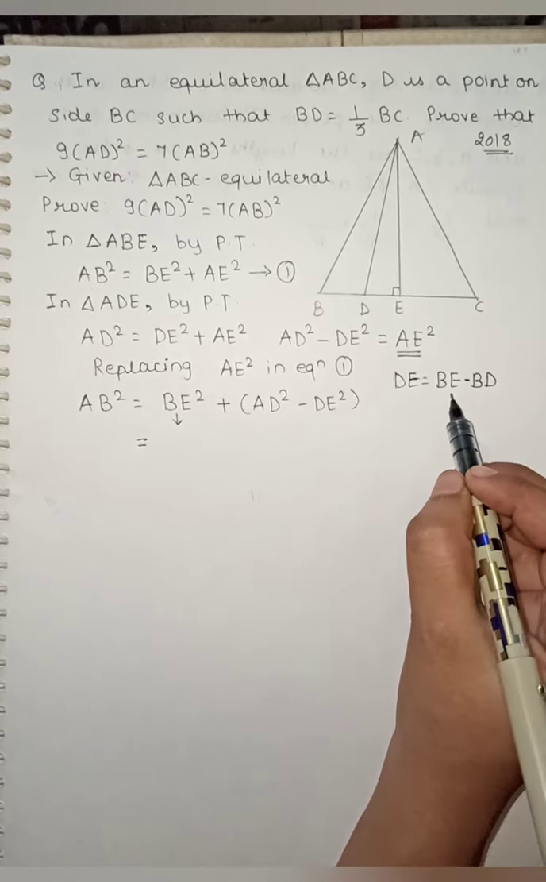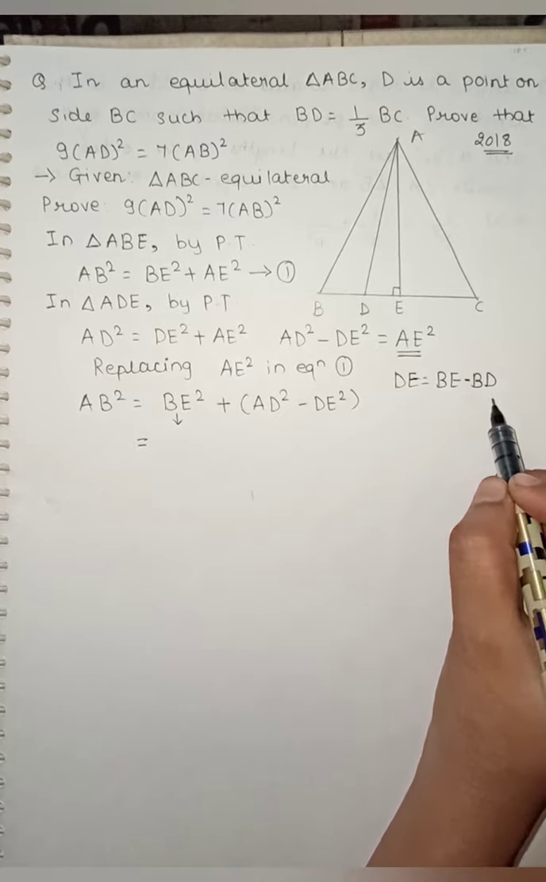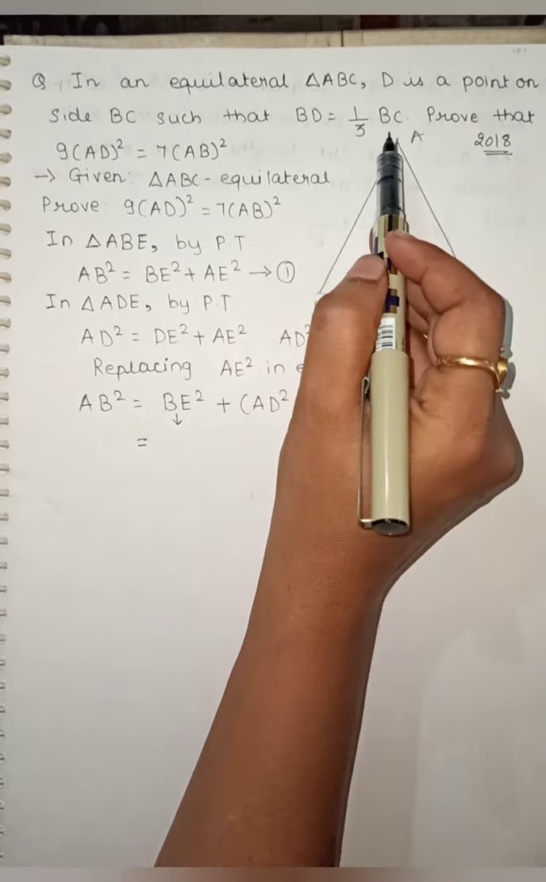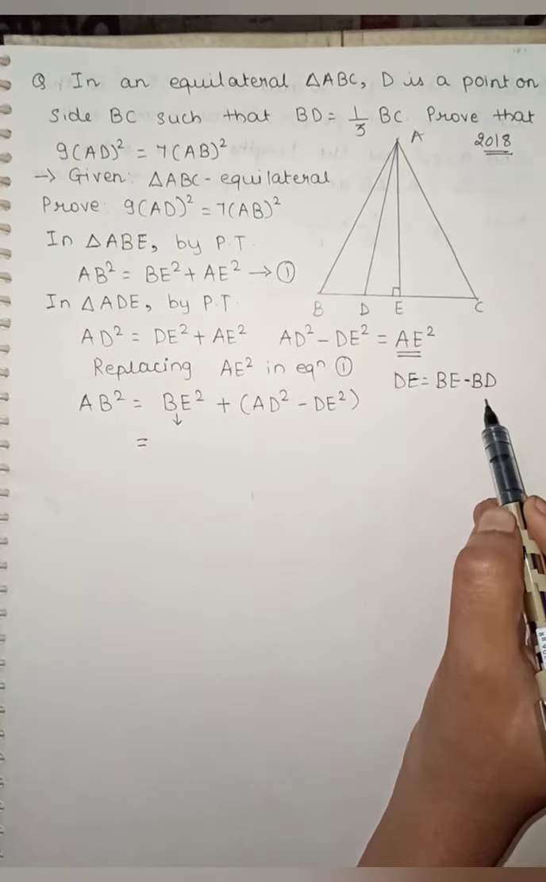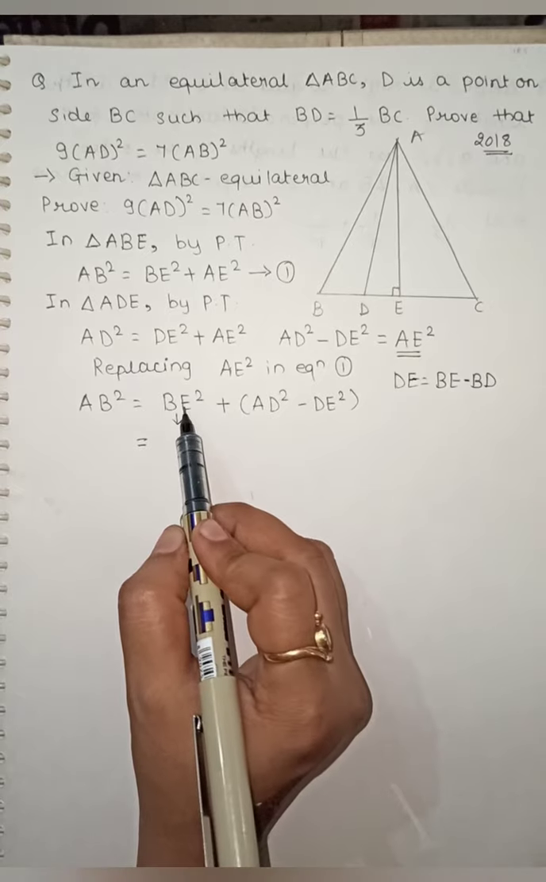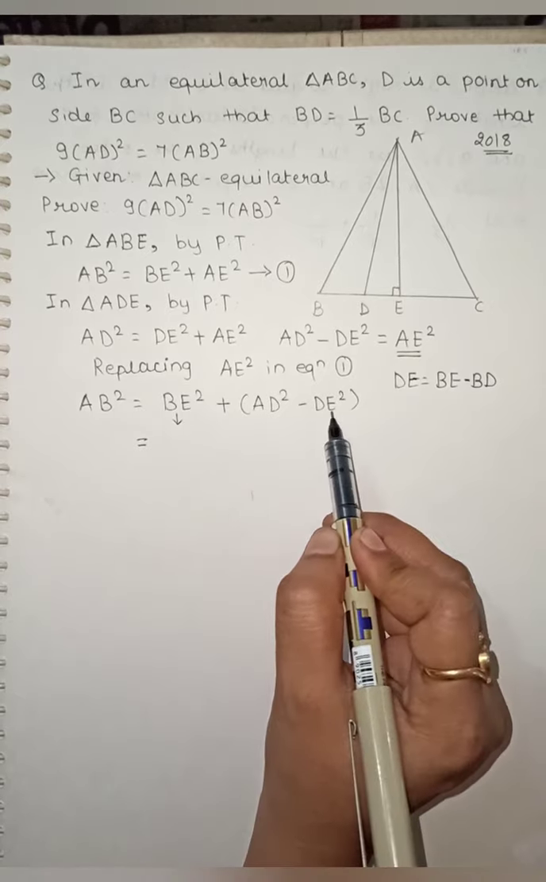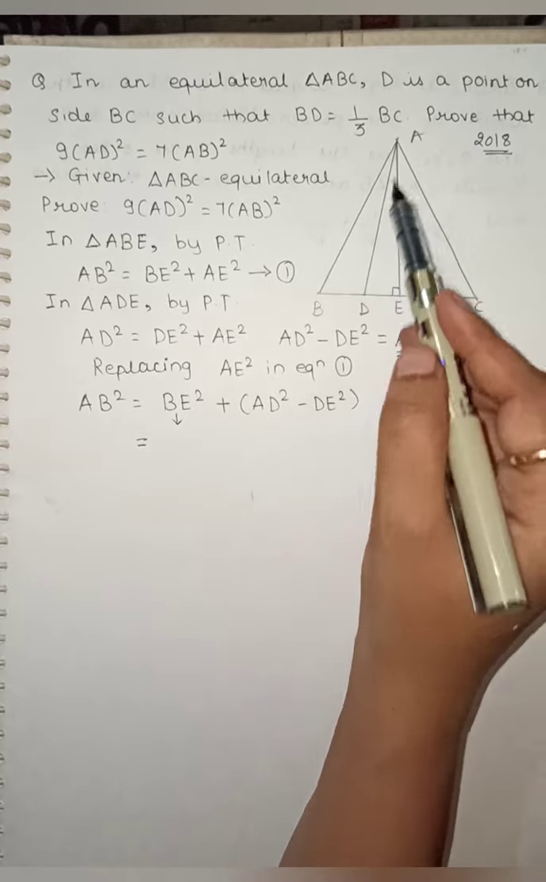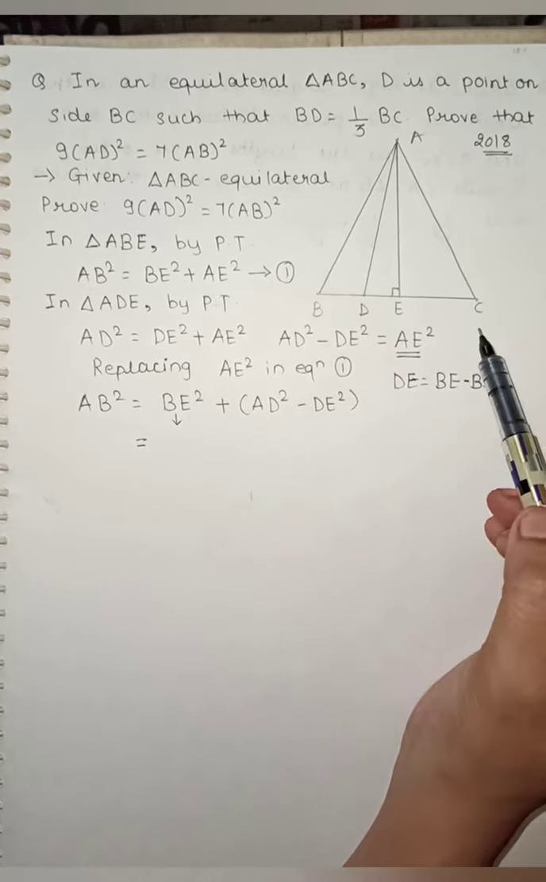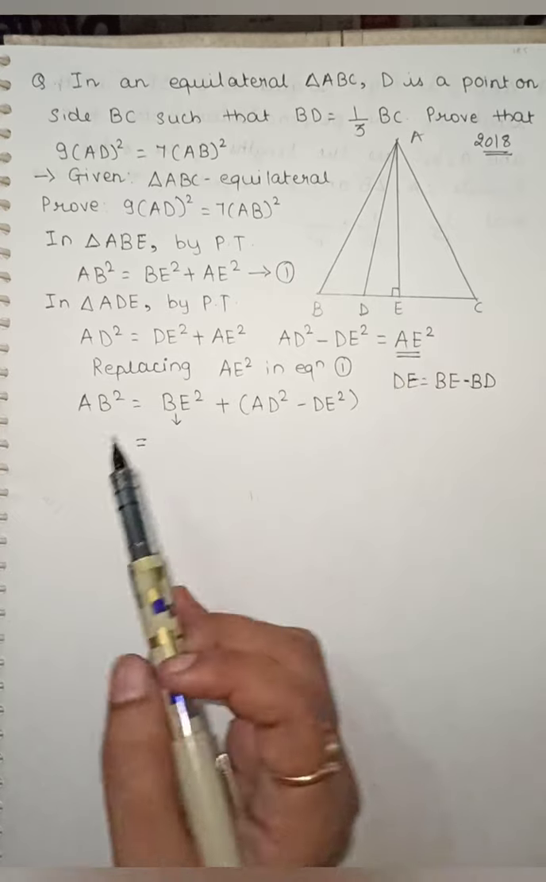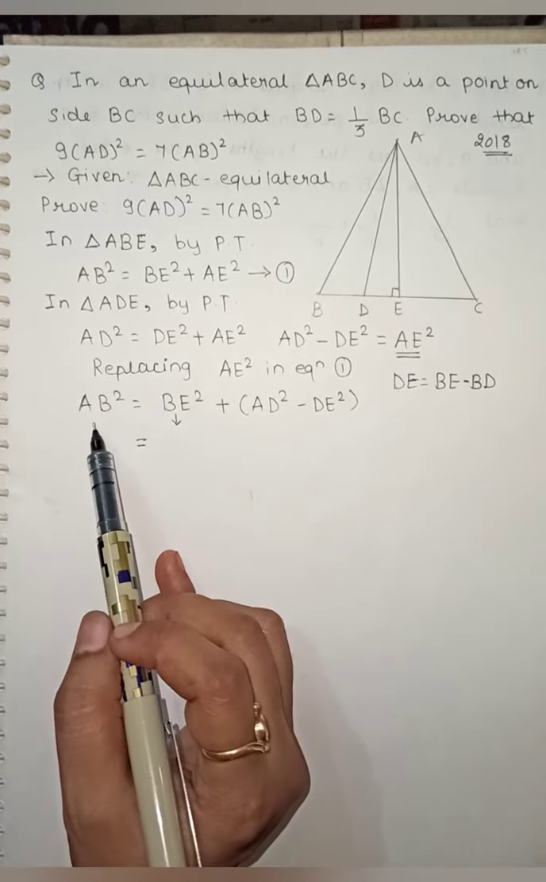Because just now I have said BE is half of BC, so I can replace this BE by BC, whereas BD is 1/3 of BC. So even this I can replace with BC. So if you replace this also with BC, you will get an equation having BC, and since it is an equilateral triangle, I can replace that BC with AB also, because in the question I just want AB as the side.